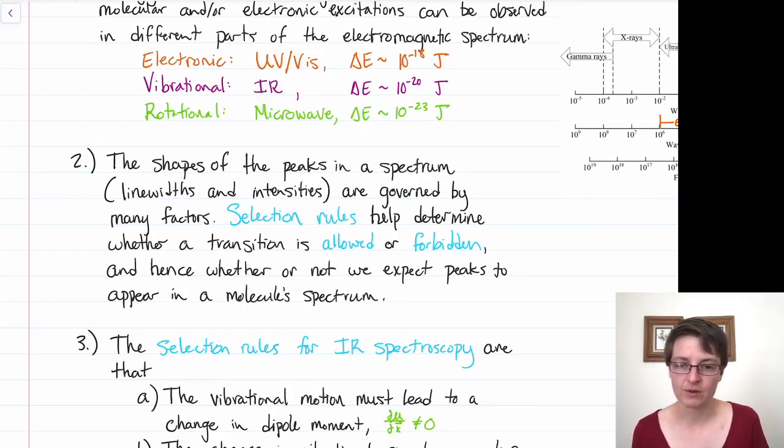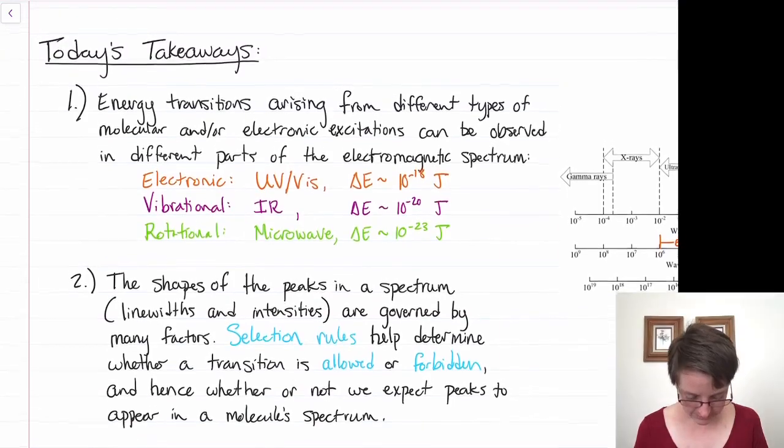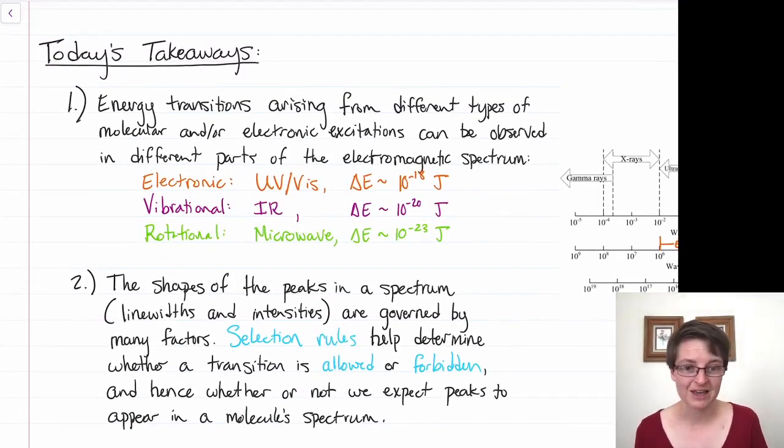These ways of knowing whether or not a transition is allowed or forbidden are referred to as selection rules, and it's helpful for us to be able to know what peaks to expect and which peaks or motions we might be able to computationally predict but not experimentally observe.